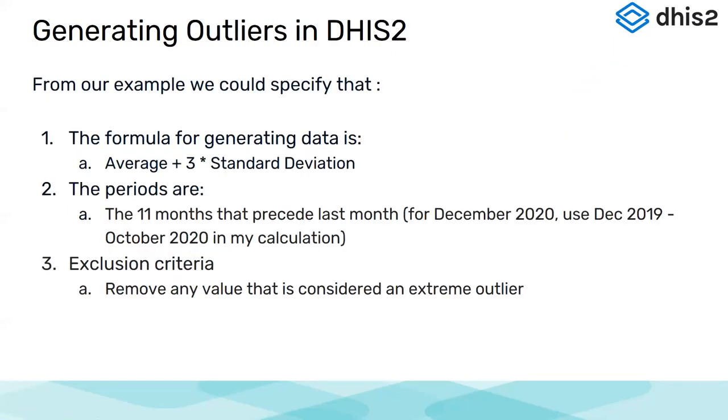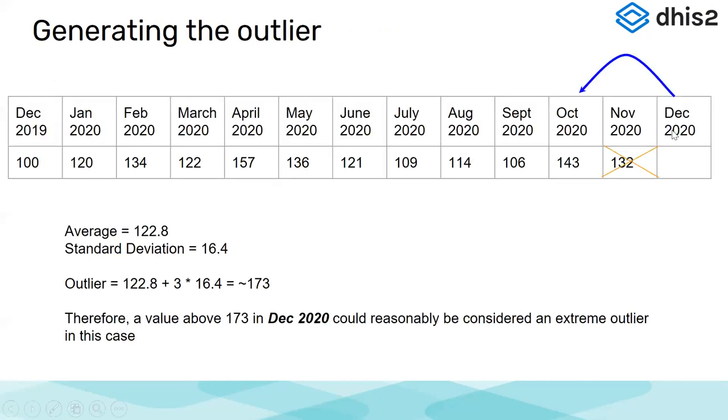So in this example, when I'm trying to illustrate it, we want to generate data for December 2020. You have to run 11 months of data, the 11 previous months, excluding November. This is what I was saying. If you count, it is 11 months. You take those 11 months, and the average of these 11 months is 122.8. Then you put its standard deviation. Then you put a formula to calculate the outlier. The outlier will be the average of those 11 months prior to the last month, plus 3 times standard deviation. And we have 173. The 173 will be the data we predict to be in December.